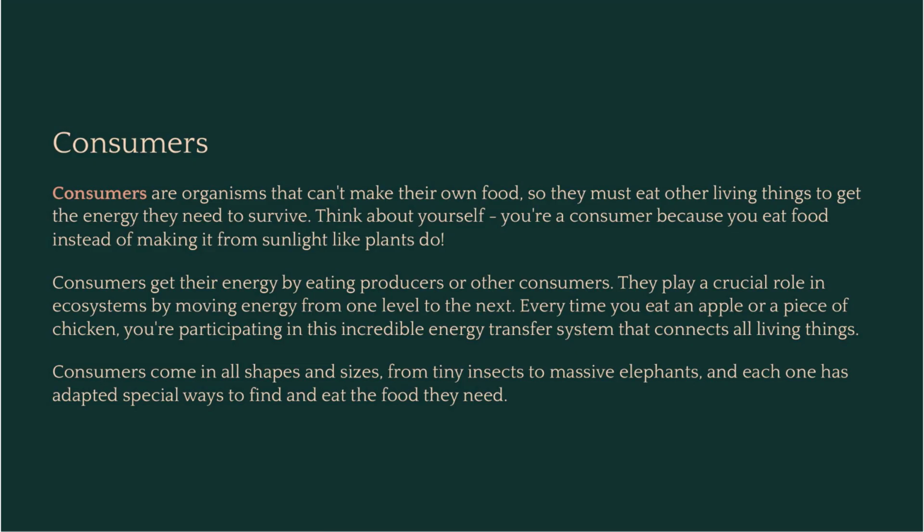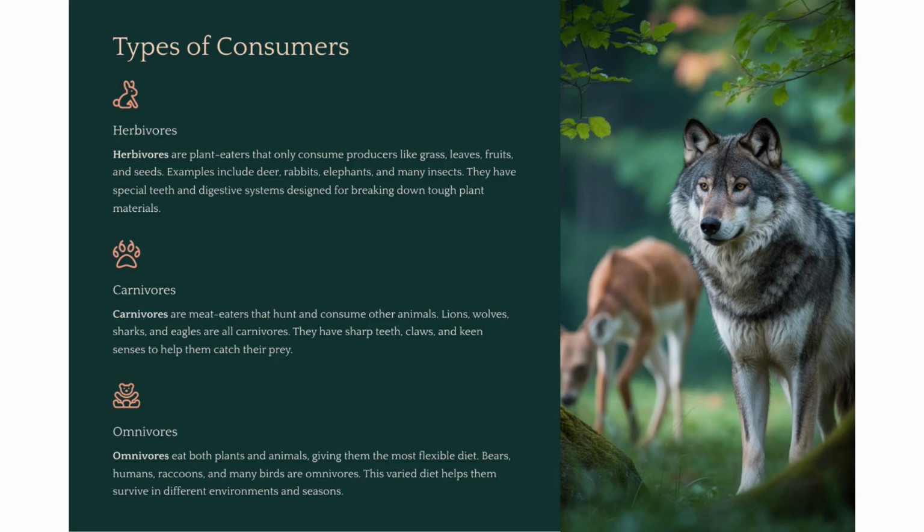Next, we have the consumers. Consumers are organisms that can't make their own food, so they have to eat other things to get the energy they need. They are like the diners in the ecosystem's restaurant. They get their energy by eating producers or other consumers. Consumers can be broken down into three types. Herbivores are the plant eaters, like a rabbit munching on grass. Carnivores are the meat eaters, like a lion hunting a zebra. And omnivores are the ones that eat both plants and meat, like a bear enjoying some berries and a fish.